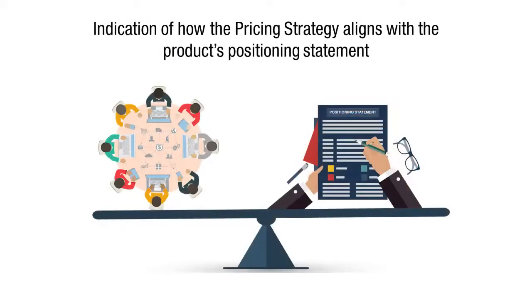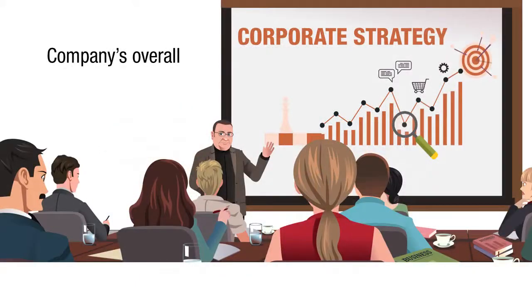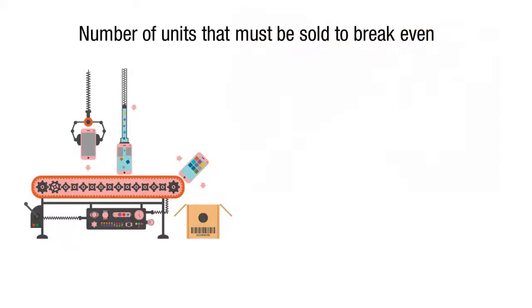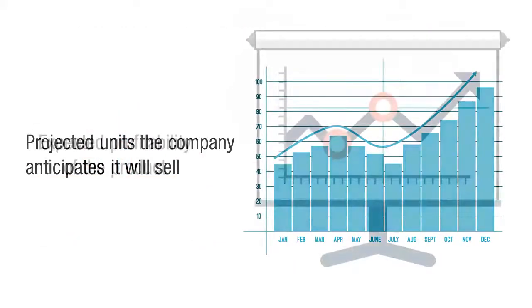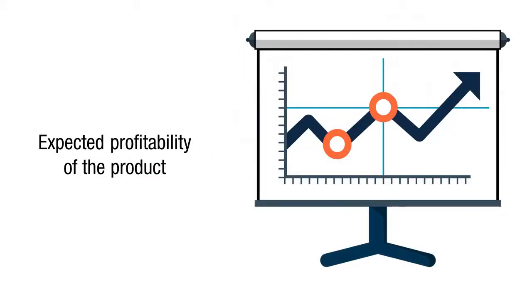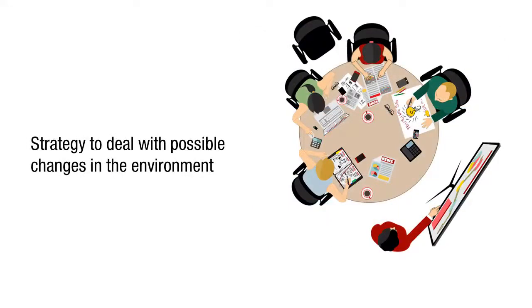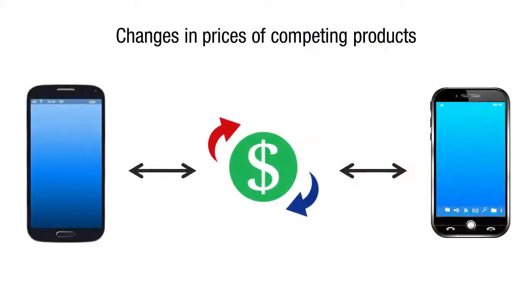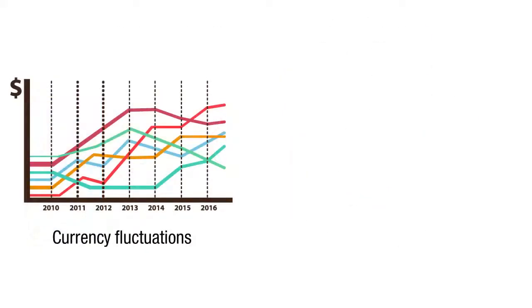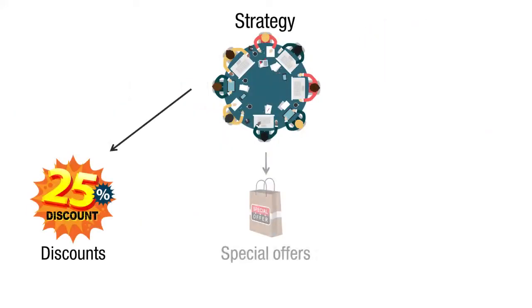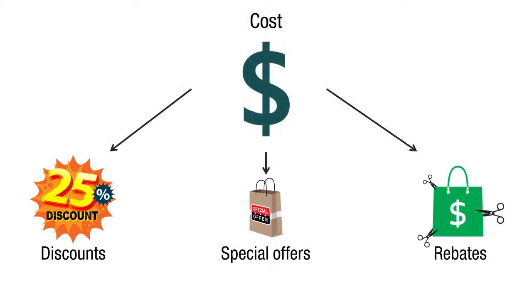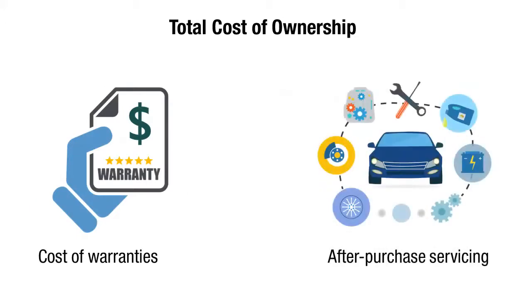An indication of how the pricing strategy aligns with the product's positioning statement and the company's overall corporate strategy. The number of units that must be sold to break even, the projected units the company anticipates it will sell, and the expected profitability of the product. The strategy to deal with possible changes in the environment, such as changes in price of competing products, currency fluctuations, increases in production costs, and so on. The strategy for any discounts, special offers, or rebates, and the costs associated with these. The total cost of ownership, including cost of warranties and after-purchase servicing.